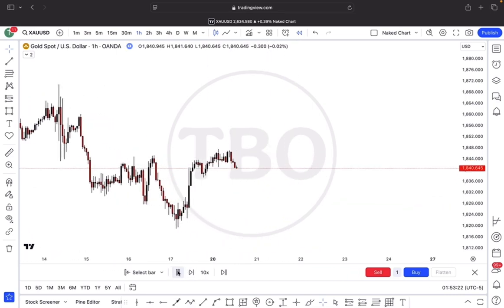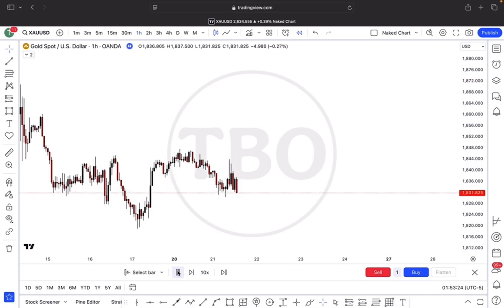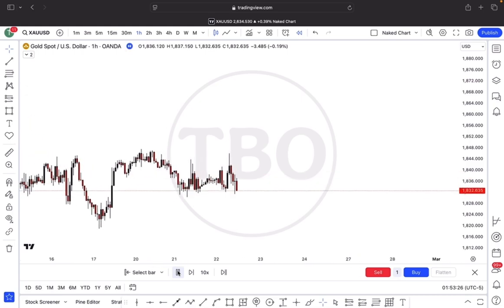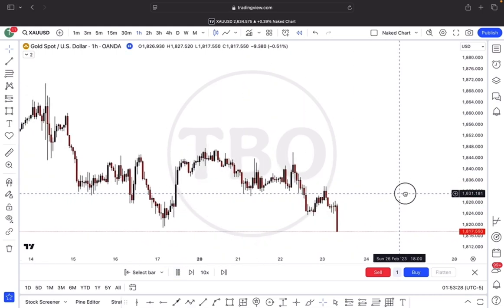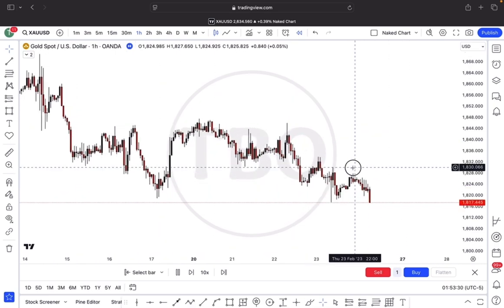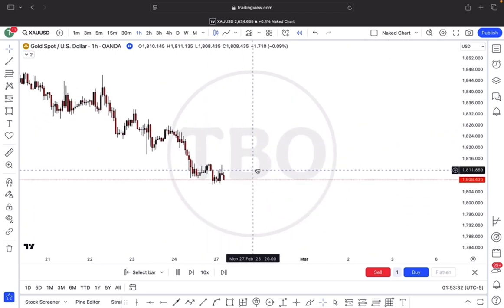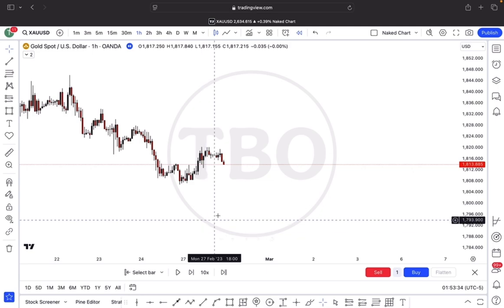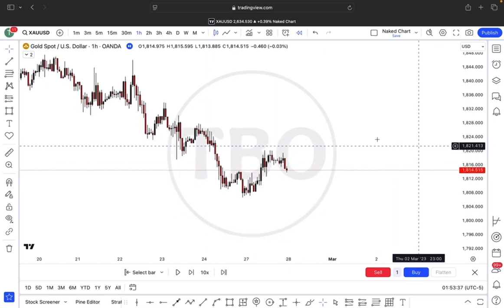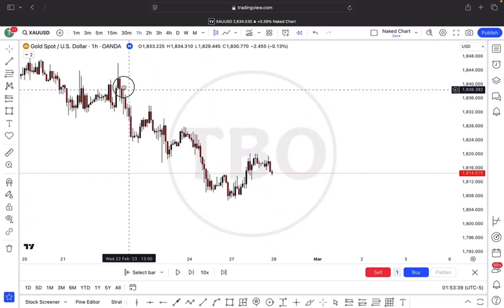All right. Still waiting. It's all about patience. Nothing yet. We're still having a drop. The market is in a downtrend. All right, so you have the drop.